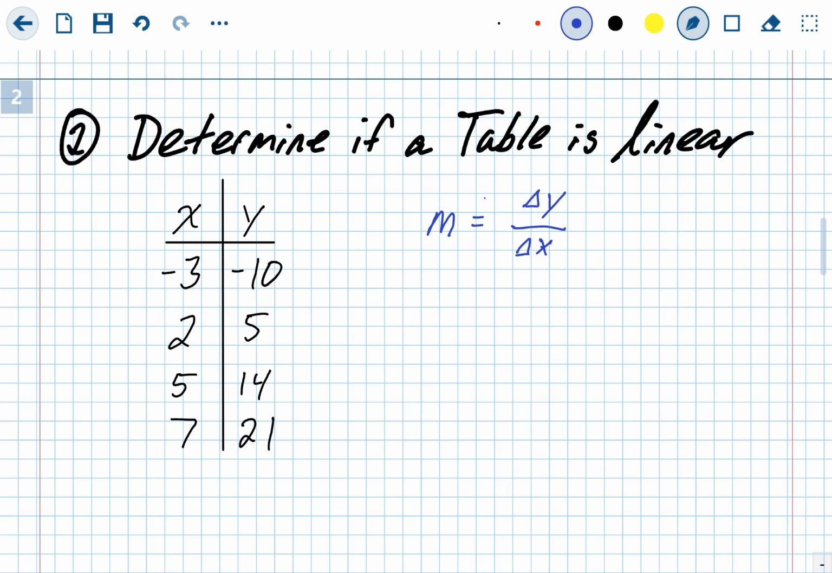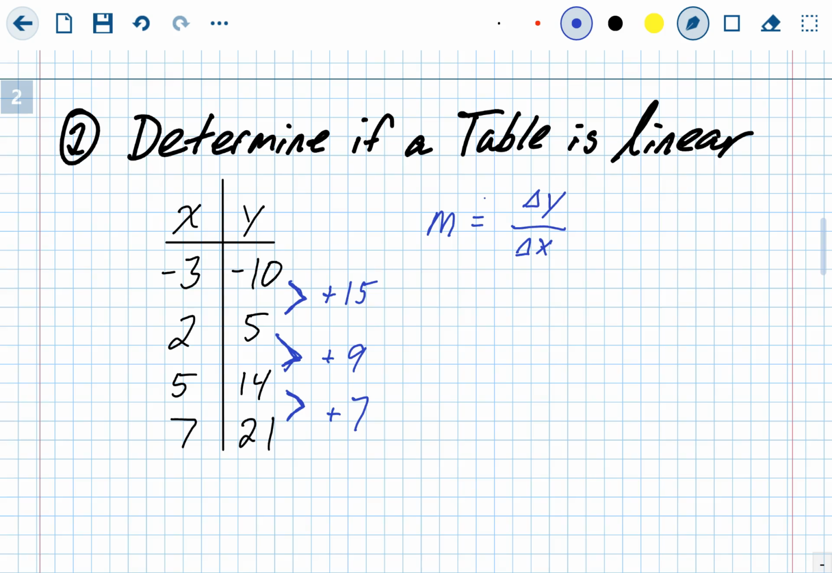So let's find the change in y's between each of these ordered pairs, between each of these x's and y's. Going from negative 10 to positive 5 is a change in y of plus 15. Going from 5 to 14 is a change in y of plus 9. And then going from 14 to 21 is going to be plus 7. Okay. Now those values aren't all the same. That doesn't mean this isn't linear, okay? Because it depends on how your x's are also changing.